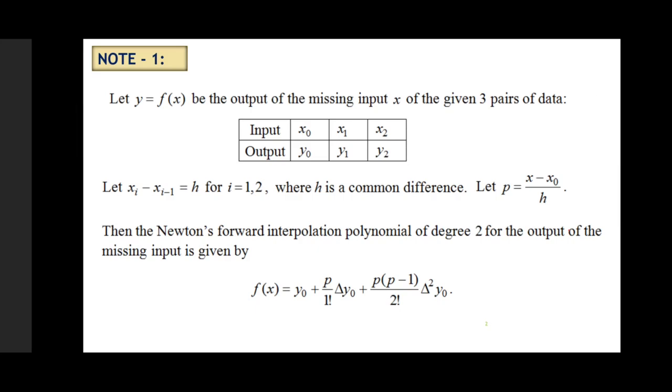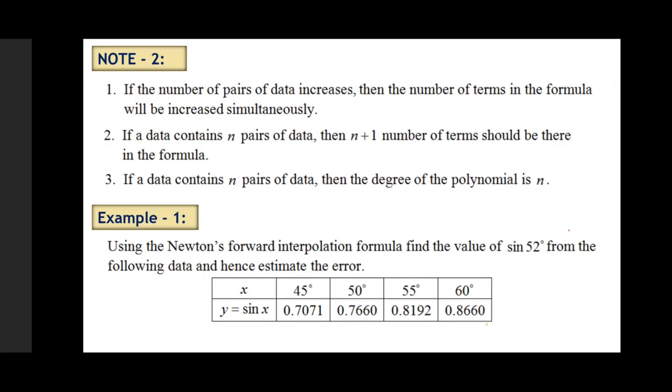Here, consider three data points. The interpolation polynomial is of degree 2. The first term is simply y naught. The second term contains the first forward difference, represented by delta y naught. The third term contains the second forward difference, represented by delta square y naught. As the order of the difference increases, the coefficient also changes accordingly.